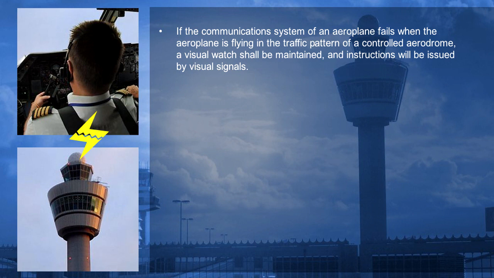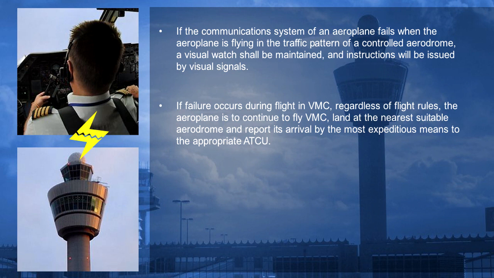If the communication system of an aeroplane, receiver or transmitter, fails when the aeroplane is flying in the traffic pattern of a controlled aerodrome, a visual watch shall be maintained, and instructions will be issued by visual signals. If failure occurs during flight in VMC, regardless of flight rules, the aeroplane is to continue to fly VMC, land at the nearest suitable aerodrome, and report its arrival by the most expeditious means to the appropriate ATCU.